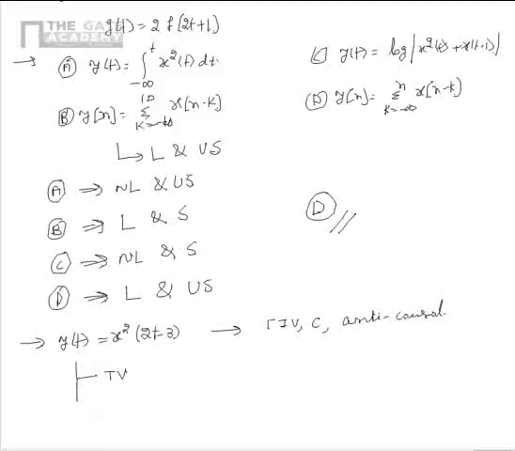We also see that here the output depends on past and future values of samples for different values of t, that is for t less than or equal to t and t greater than or equal to t. So the system is not causal and not anti-causal as well. From this, we see that the given system y of t is equal to x square of 2t minus 3 is time variant, not causal, and not anti-causal.